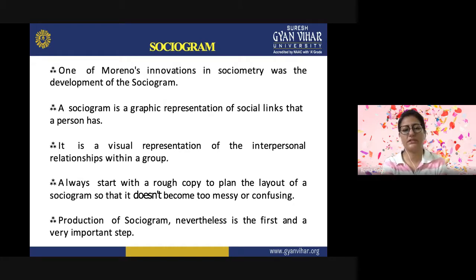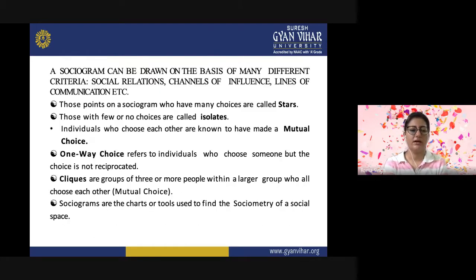It involves a set of operations that depart fundamentally from the method employed by Bogardus for the measurement of social distance. A sociogram can be drawn on the basis of many different criteria. You can choose various criteria like social relations, channels of influence, lines of communication, etc. When you are drawing lines for establishing relations, what kind of lines you want to draw while making the sociogram, all of these should be decided beforehand.